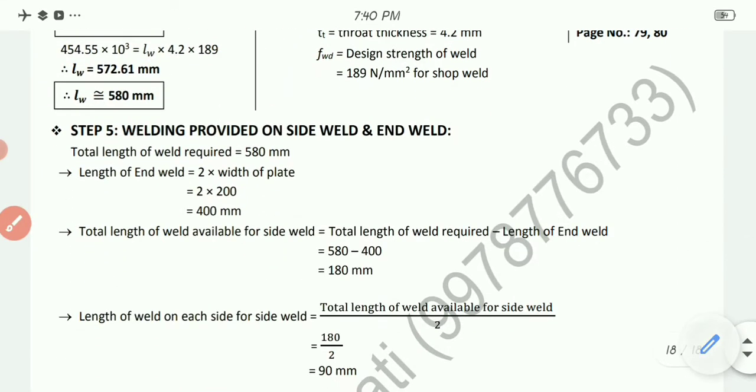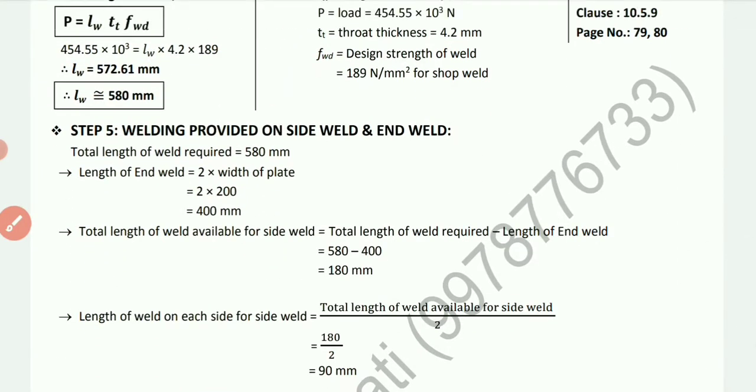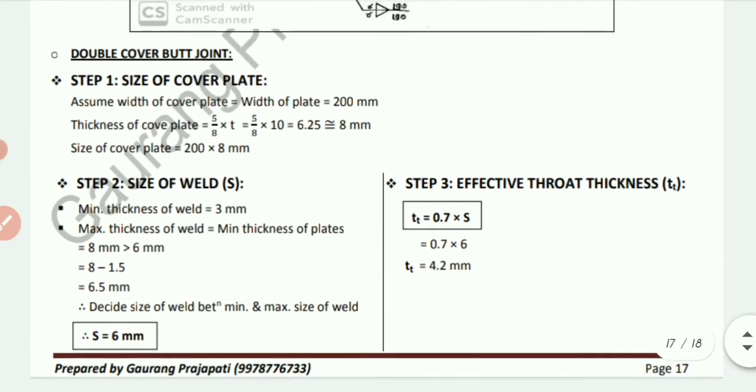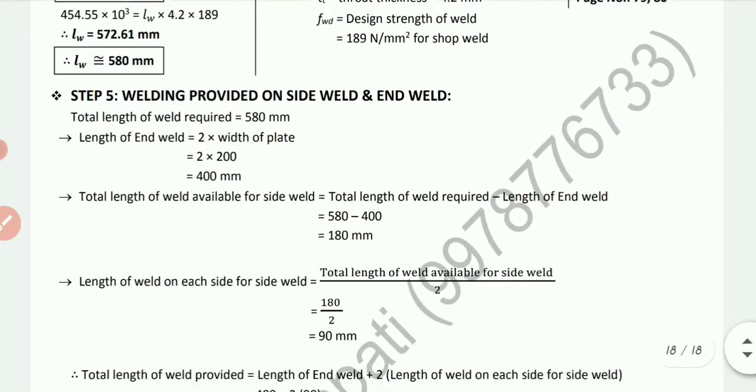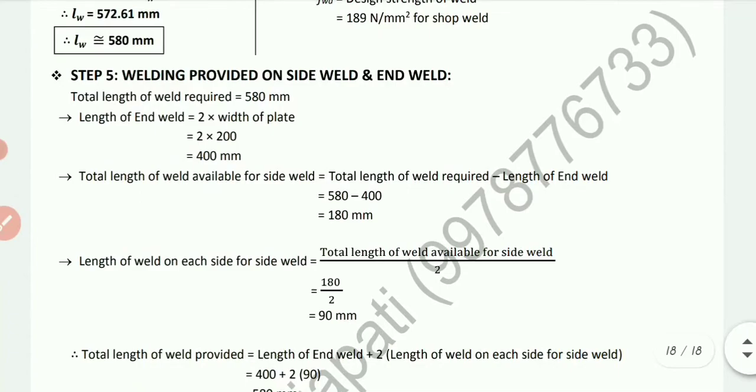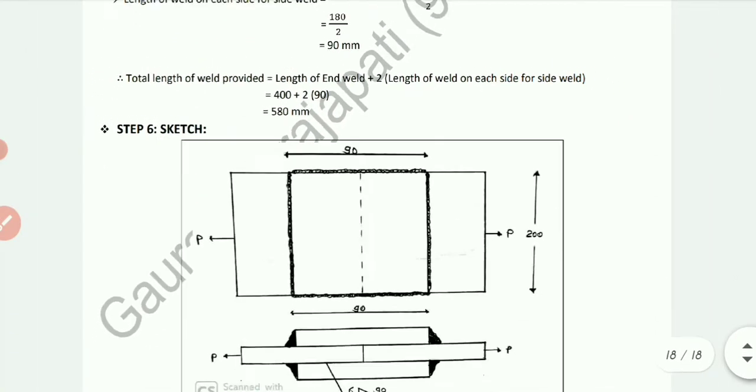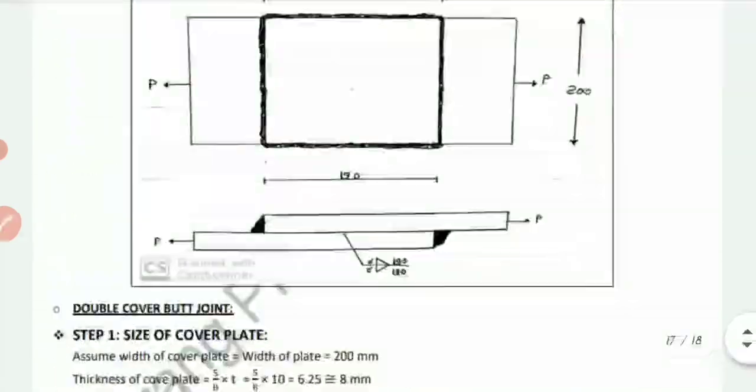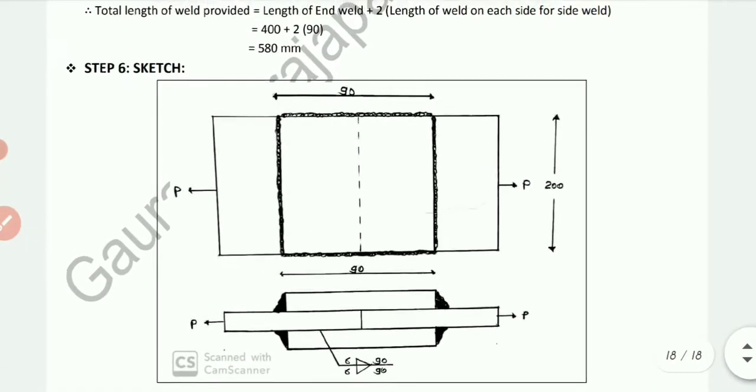Okay, so now the difference will be, see, the first 4 steps are almost equal compared to the previous one. Now step number 5 will be different. Now in this one what we need to do, just a minute, let me explain with the sketch, just a minute.